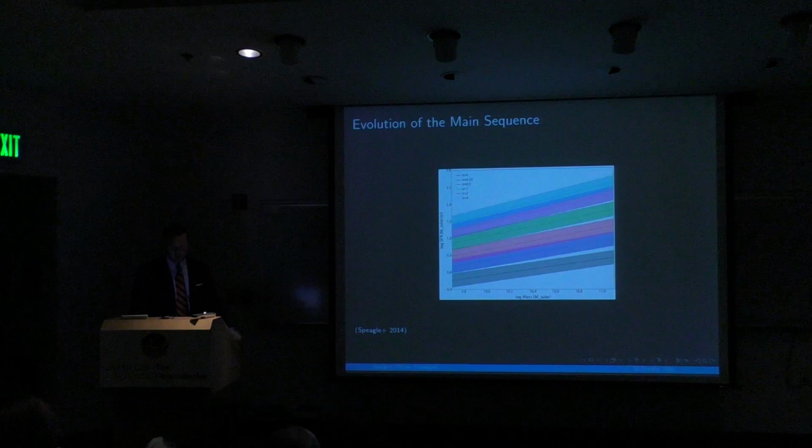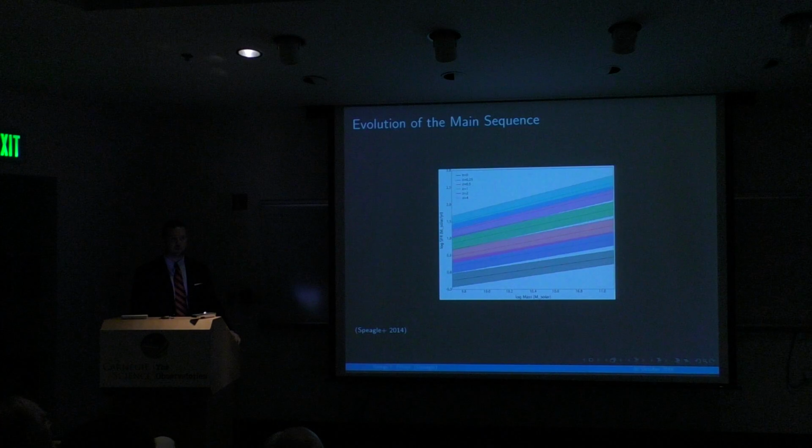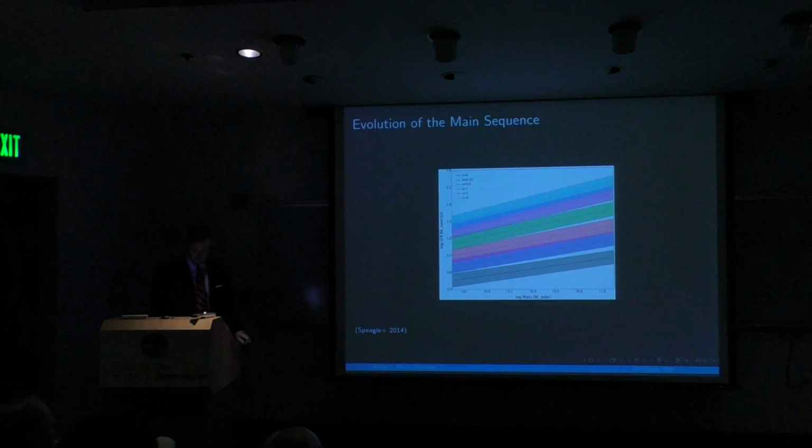So the question that we want to answer, I guess, is why is this main sequence moving up with higher redshift? Is it because the galaxies are forming stars more efficiently? Is it because there's more gas in the galaxies, or some combination of those?